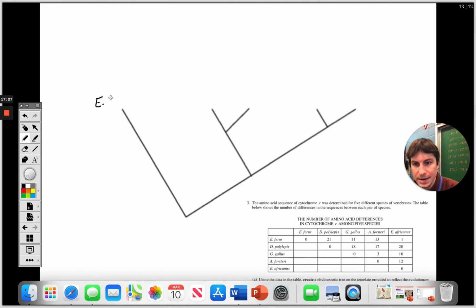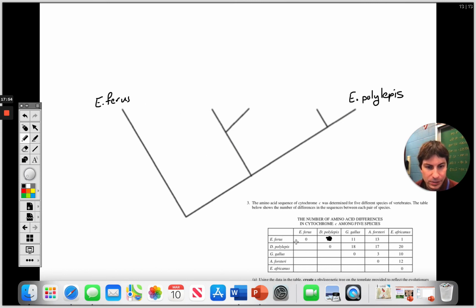I'm just going to say E. ferus here. And on this side, I'm going to say E. polylepis. I might be right, I might be wrong. If I'm wrong, I'll switch them. So we got that number done, 21. Okay? So let's see what's going to be next to each one of these, the next bar over.